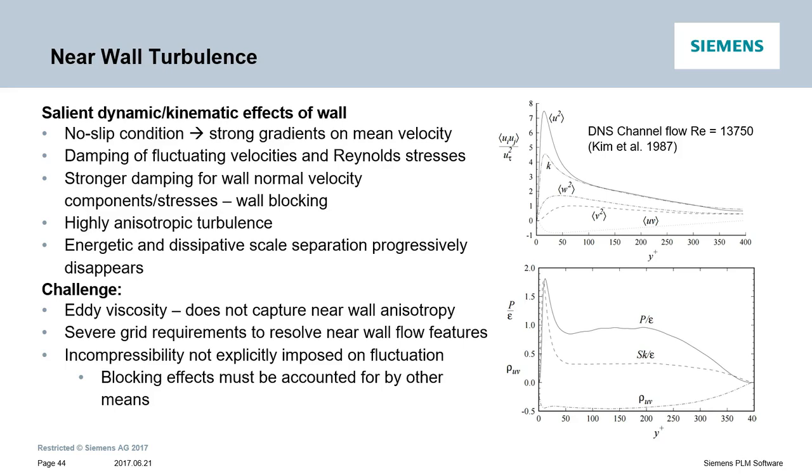But in computations, the blocking of mean velocity is well reproduced, since we explicitly impose incompressibility on the mean flow. We solve for continuity. The same is not true for fluctuations, since we just incorporate turbulence through eddy viscosity. And the blocking effect must be accounted for by other means. And let's see how we accomplish this, at least in the eddy viscosity framework.